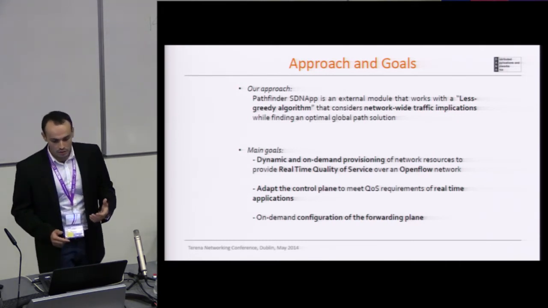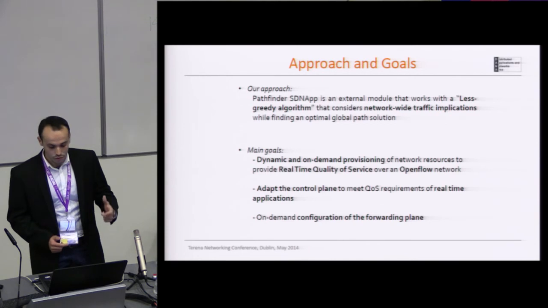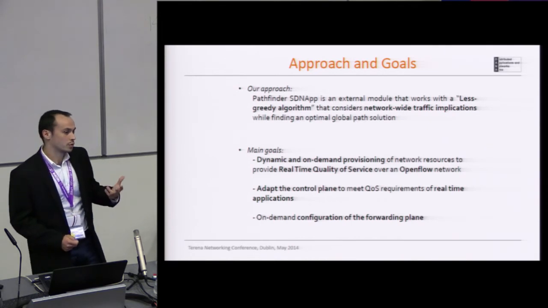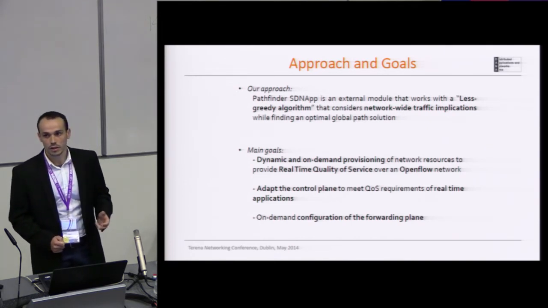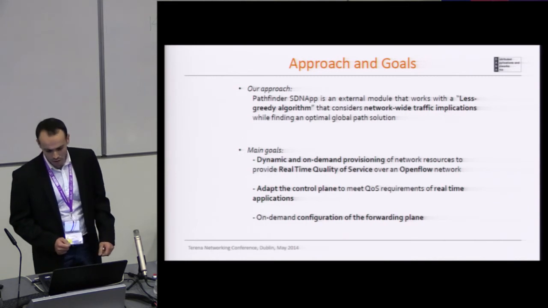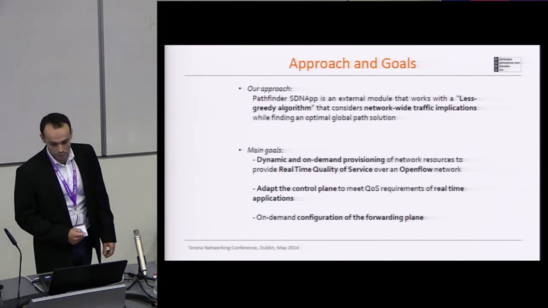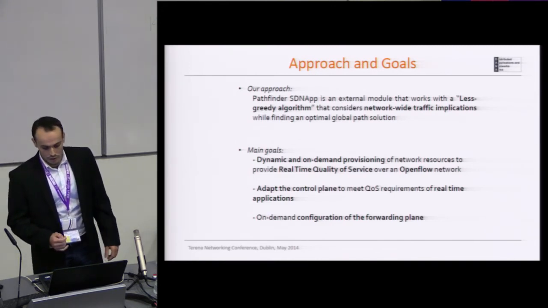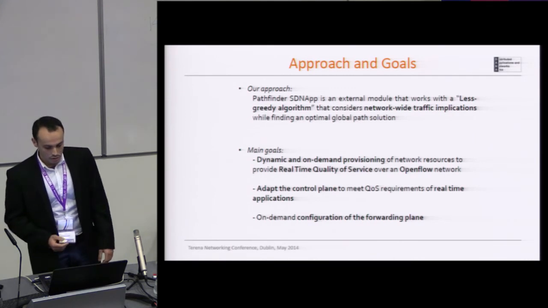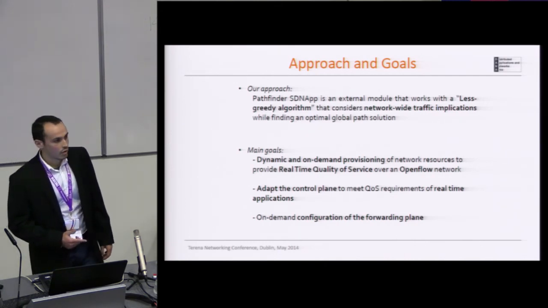And we achieve that by not only finding a shortest path route. We try to find feasible paths considering the network-wide traffic and the optimal global solution end-to-end on the network. Our main goals are to provide applications with dynamic and on-demand provisioning of network resources to provide real-time quality of service over an OpenFlow network, which means adapting the control plane to meet the quality of service requirements and on-demand configuration of the forwarding plane.